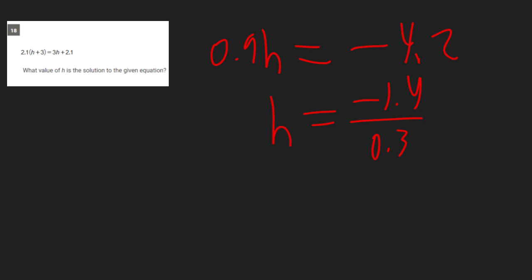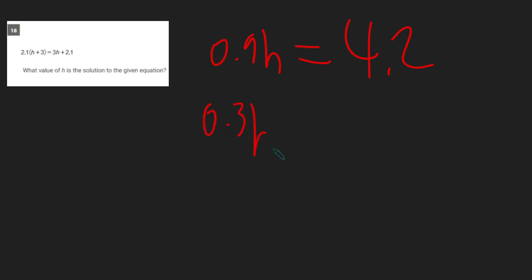This is not right, sorry. We have 0.9h equals 4.2, and so this means that 0.3h equals 1.4, and h equals 10 over 3 times 1.4, which is 14 over 3, and we're done.